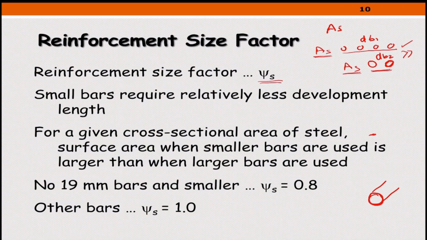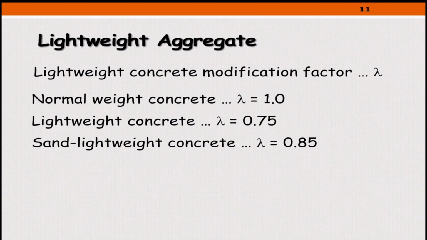And that's why, if we're using bigger bars, the code says number 19 and more, that's the threshold. If we're using number 19 bars and less, we use psi S equal to 0.8. But number 19 millimeter bars excluded, so more than number 19 millimeter bars and above, psi S will be equal to 1.